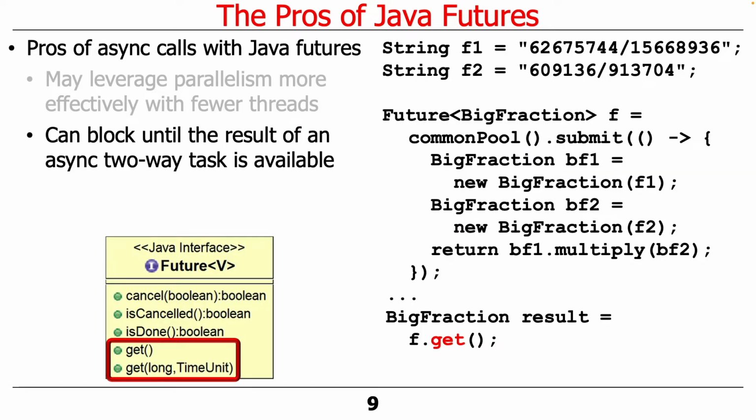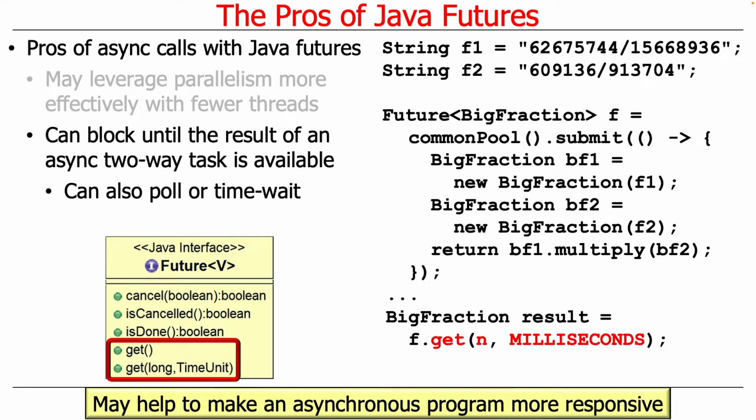The other nice thing, using the word nice thing here in quotes, is you can block until the result of an async two-way task is ready for your consumption. And you can see there's two different methods, get and get with the timeout. So using the timeout might make your program a bit more responsive, because you don't have to sit around just waiting incessantly for things to finish. You can have them wait for a certain amount of time.